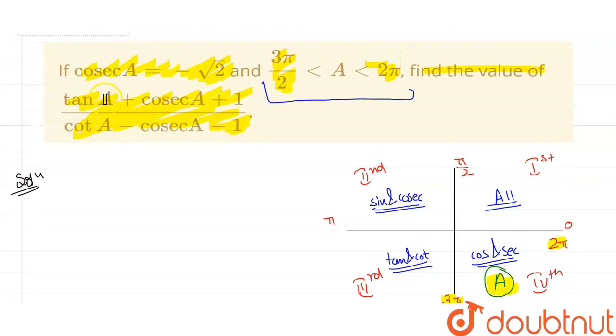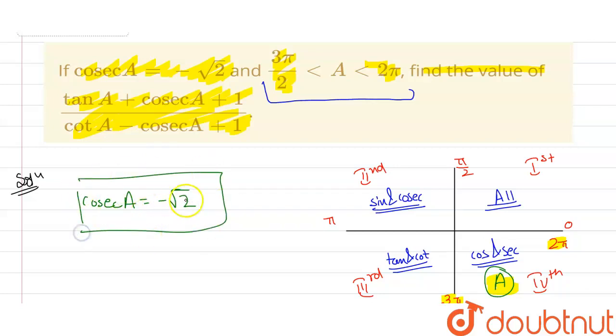The value of cosec A is given to me as minus root 2. Why minus root 2? Because A is lying in the fourth quadrant, and in the fourth quadrant cosec is negative, that's why it has the value minus root 2.